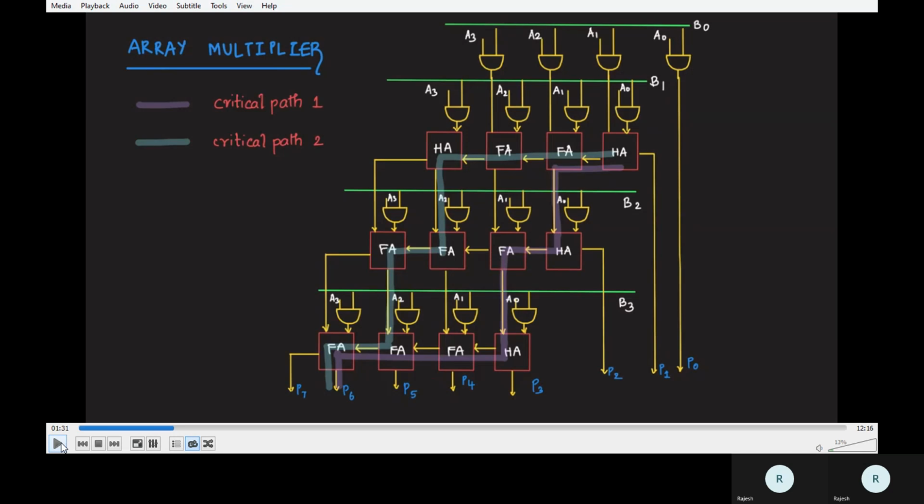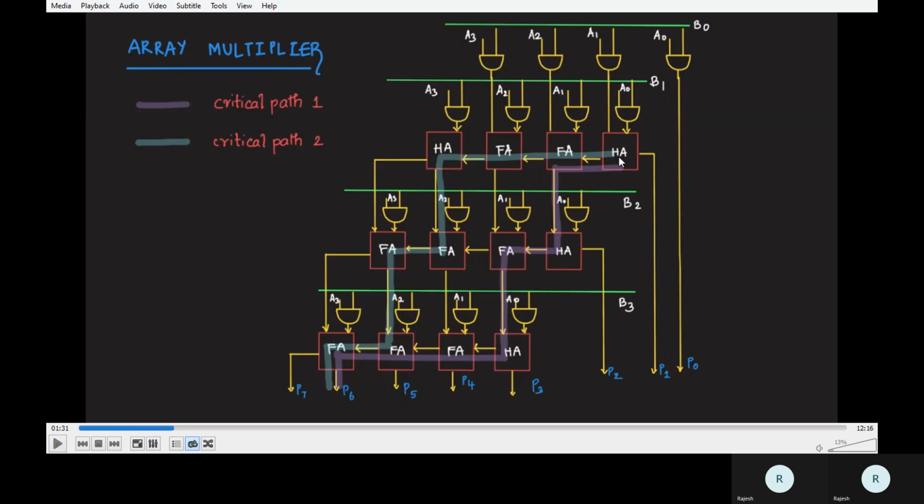What is the critical path? The values have to propagate through the maximum number of gates. Here the maximum gates counted are 8. If you see this green color line: half adder, full adder, half adder. From there it is given as input to a full adder, so a carry was propagated. That full adder output is fed to the next full adder, and this next full adder output is a carry to the full adder. Like this, finally P7 is generated.